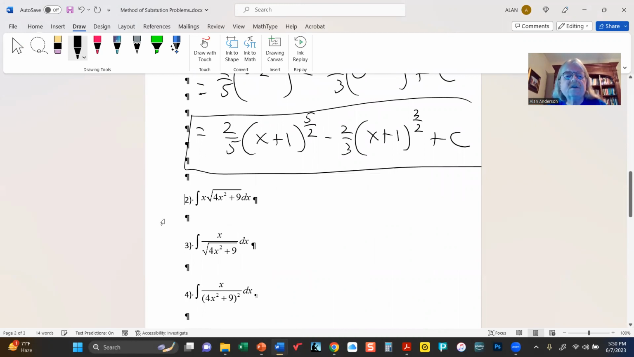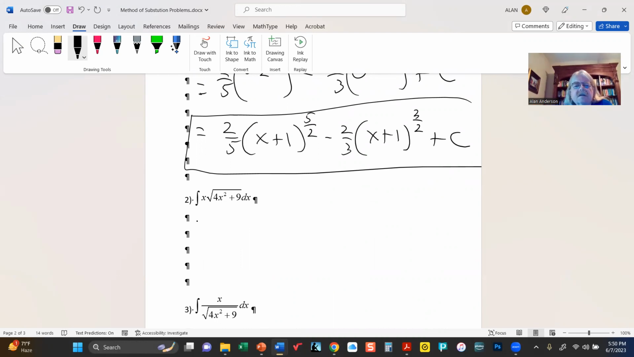So once again, we have a square root. But the reason why this one is simpler is because if you notice, the exponent inside the square root is higher than it is for this term out here. So we can try, for example, u = 4x squared plus 9. And that means that du is 8x dx. Now, do we have 8x dx?